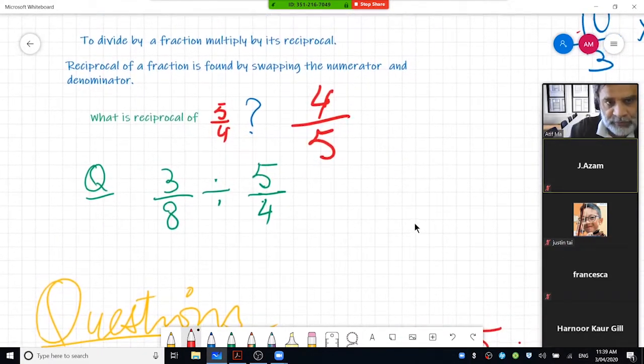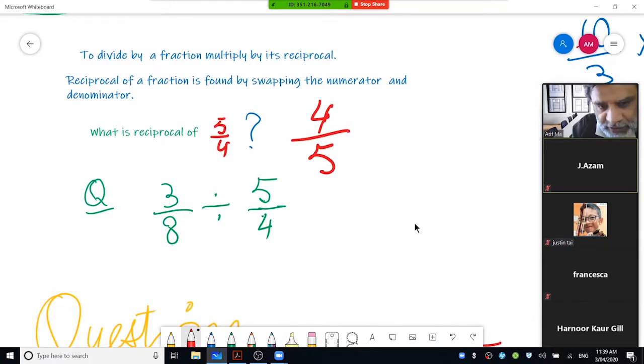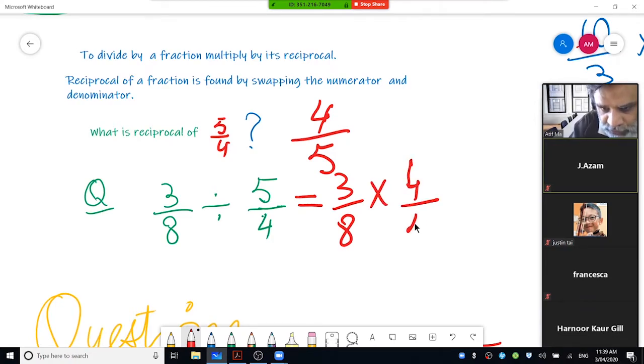Now this is a question: 3 by 8 divided by 5 over 4. What would you do? You would take the reciprocal of 5 over 4. So this becomes 3 over 8 times 4 over 5. Why 4 over 5? Because you have taken the reciprocal of this. So let me highlight it. The one on the right side, by which you have to divide, you take the reciprocal. And now this becomes, so can somebody just simplify it for me? Yeah, thank you.